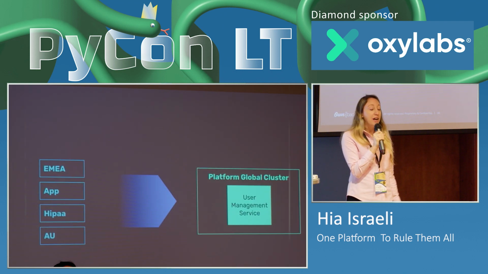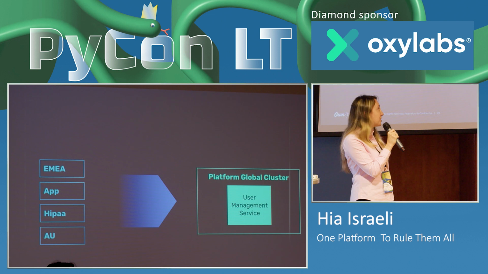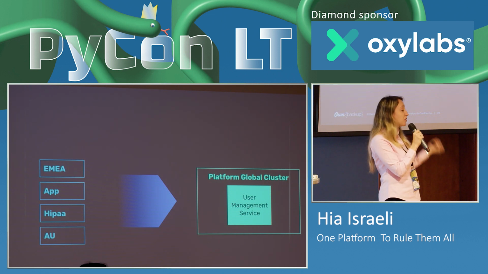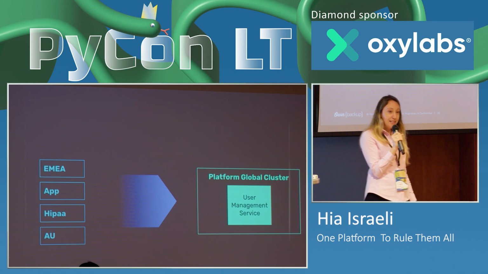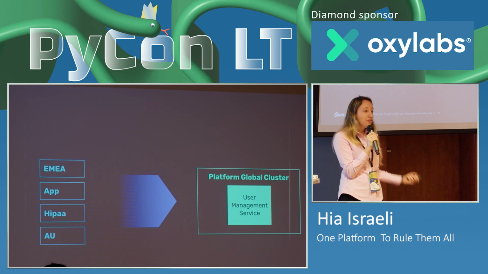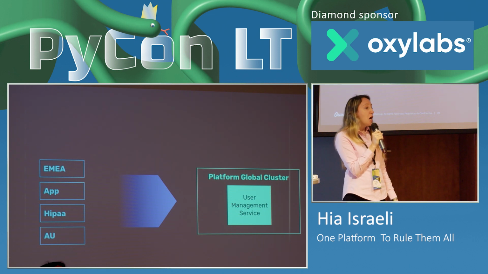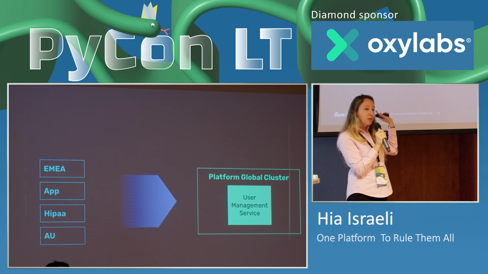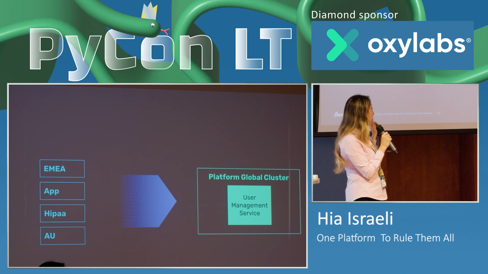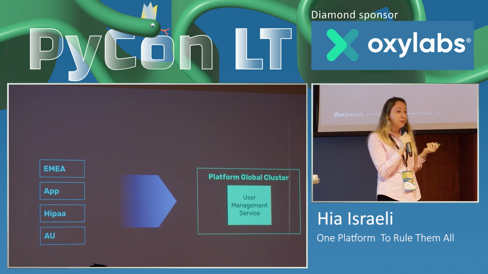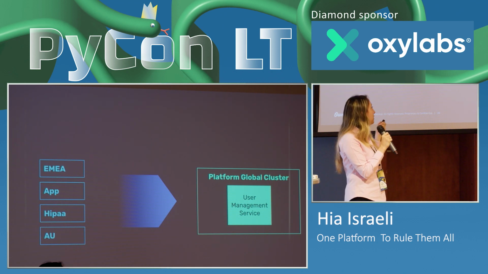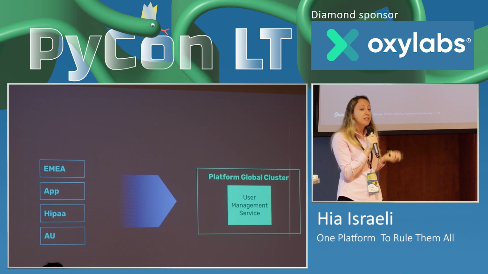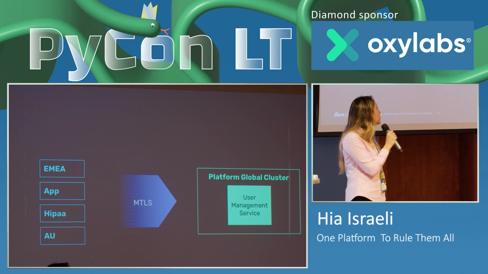Great! So now we have all our different geographical regions communicating with the user management service and from there to the IDP. Exactly what we wanted, right? One service to manage all the identities and all the servers. But this communication between the regions didn't exist before, because we didn't have different regions. So this communication has to be encrypted and secure. We did this with MTLS.